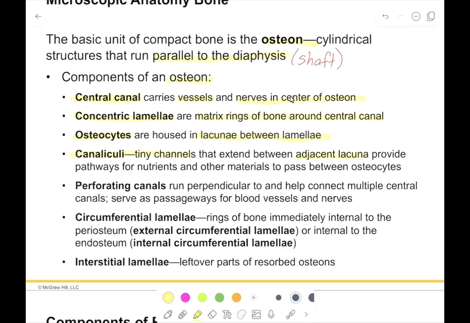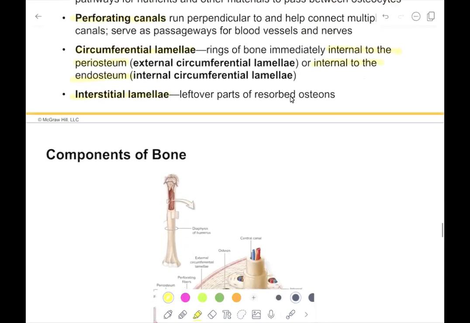Running perpendicular to and connecting multiple central canals are what are called perforating canals. And there are also other lamellae, which are called circumferential lamellae, which are immediately internal to the periosteum or internal to the endosteum. And then between osteons are interstitial lamellae. So the term lamella, remember that it's a ring. Some of them can be directly around central canals. Some of them can be between neighboring osteons.